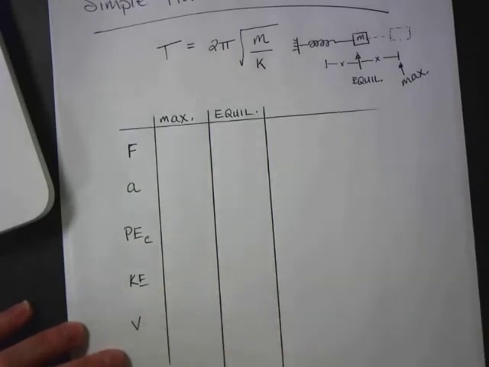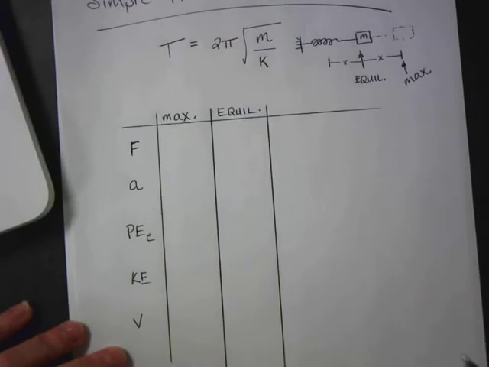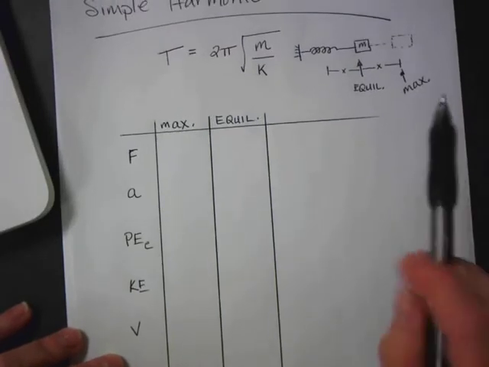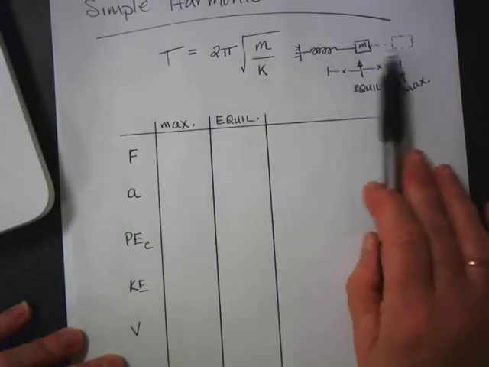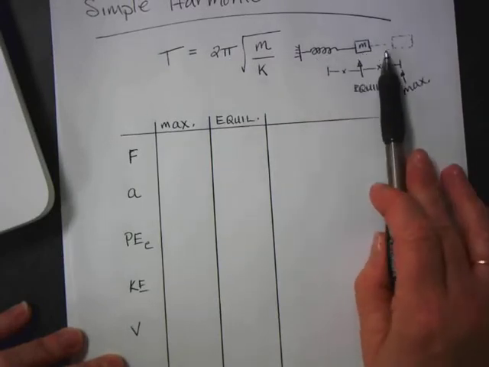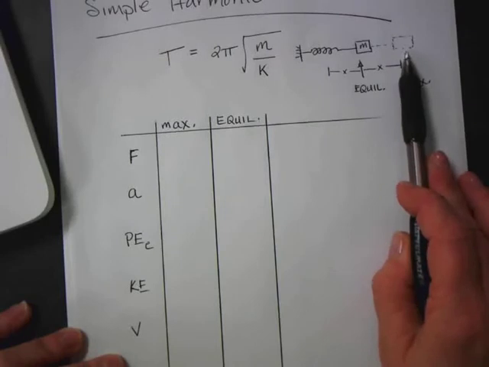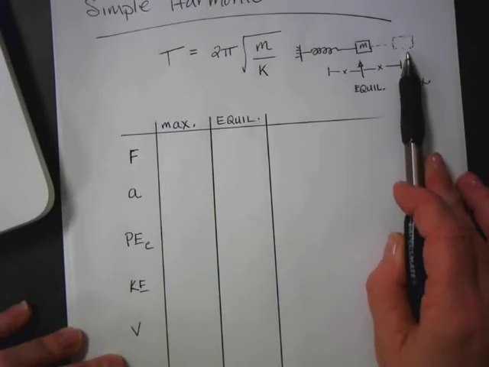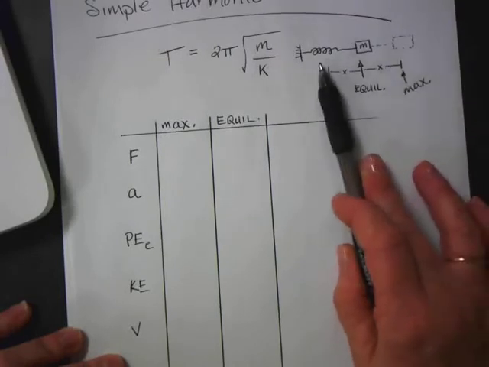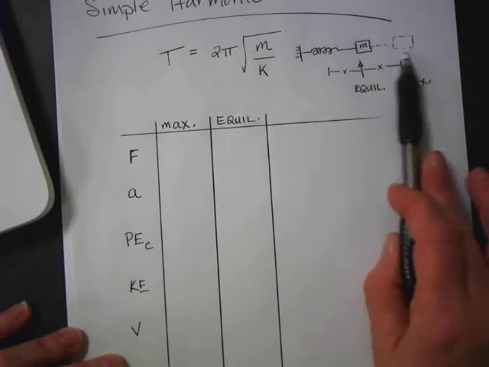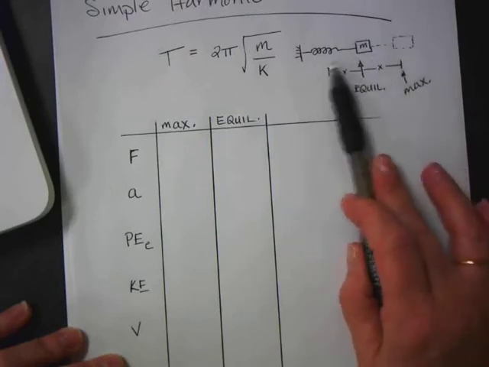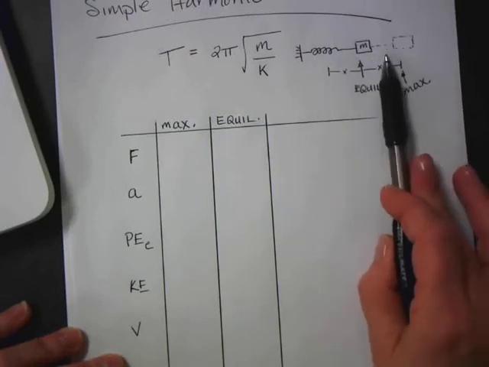There's going to be a whole bunch of zeros in this table, and I think that's where it's going to be easiest to understand if we think about the kinematics. So imagine that this is moving back and forth. We pull it, it's at rest, at its maximum stretch. We release it, and it just goes back and forth, back and forth, back and forth.